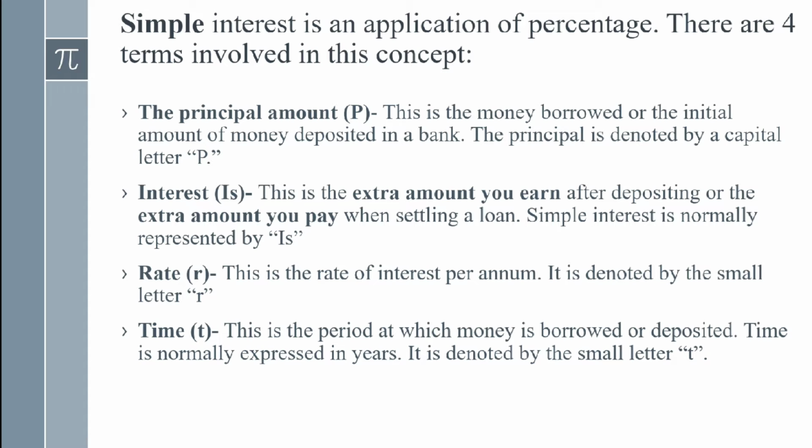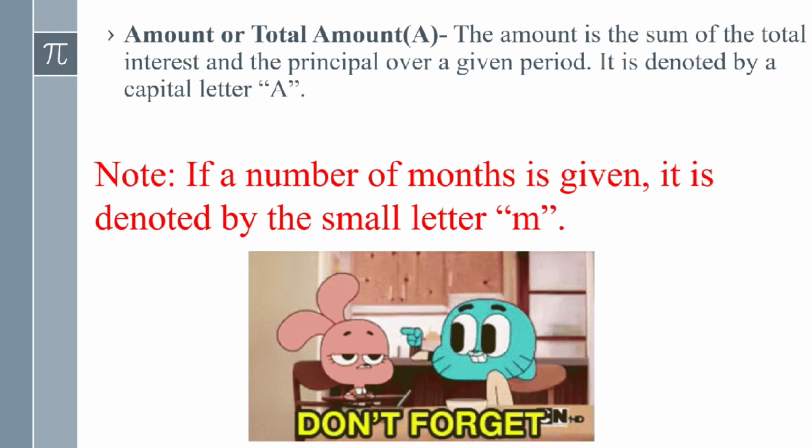Time. This is the period at which money is borrowed or deposited. Time is normally expressed in years. It is denoted by the small letter t. Amount, or total amount. The amount is the sum of the total interest and the principal over a given period. It is denoted by a capital letter A. Take note that if a number of months is given, it is denoted by the small letter m.